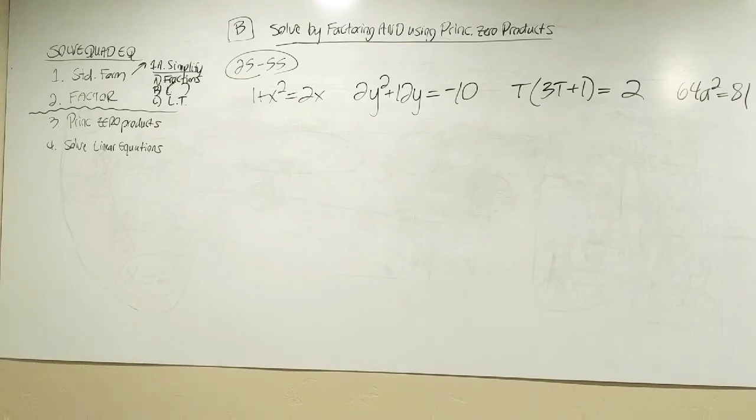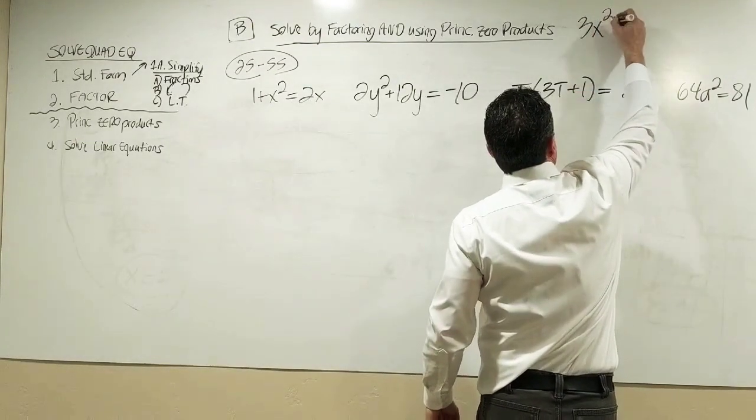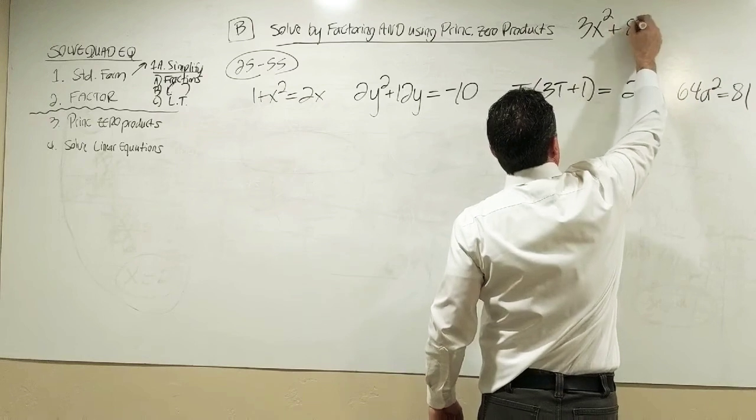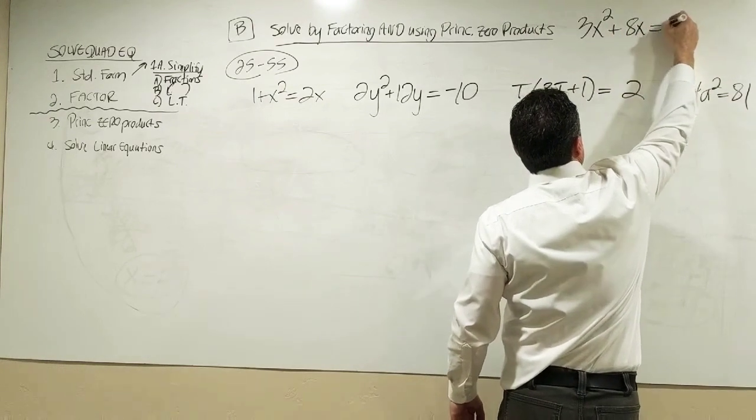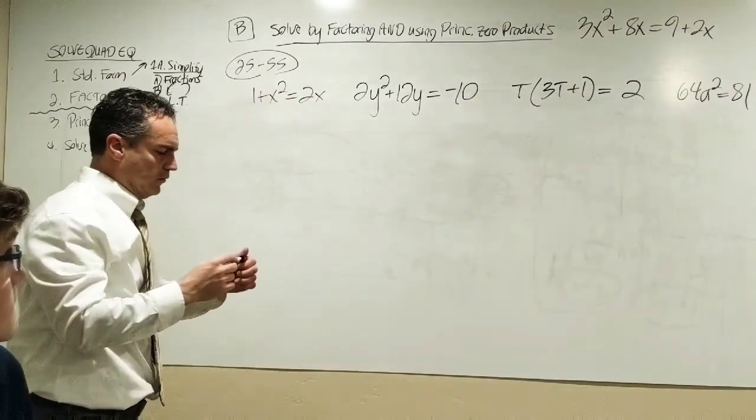In fact, Jordan, will you come look at number 54 here for me and read 54 to me? Go ahead and read 54 to me. 3x to the second power plus 8x equals 9 plus 2x. Perfect. Okay, so you have one like that too. We'll do all of these really fast. Okay.